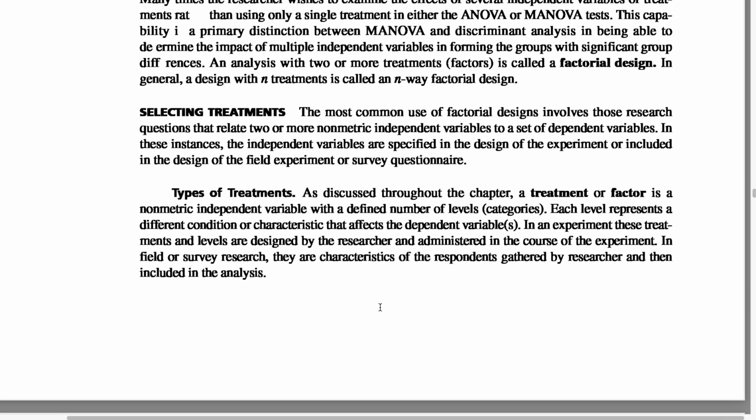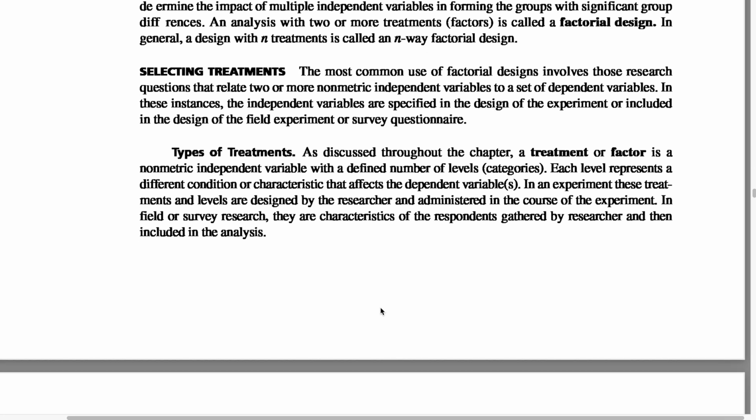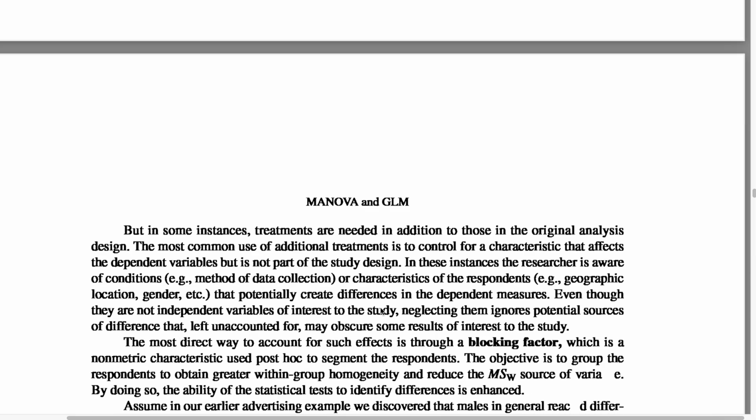Type of treatment. As discussed throughout the chapter, a treatment or factor is a non-metric independent variable with a defined number of levels or categories. Each level represents a different condition or characteristic that affects the dependent variable. In an experiment, these treatments and levels are designed by the researcher and administered in the course of the experiment, or in field or survey research, they are characteristics of the respondents gathered by the researcher and included in the analysis.